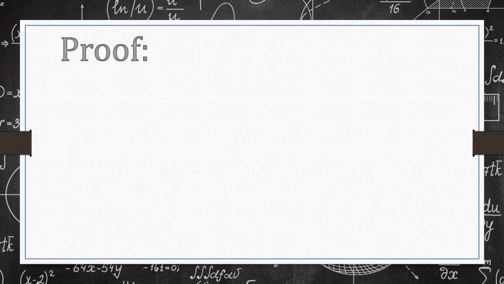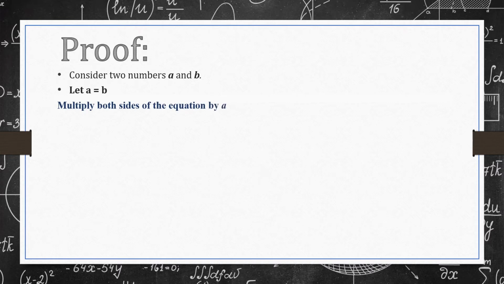So let's go on with the proof. You have to consider two variables a and b, and what you have to do is assume that a is equal to b. Now multiply both sides of the equation by a. That's essentially multiplying a by a and multiplying b by a. So you'll get a square is equal to a times b.